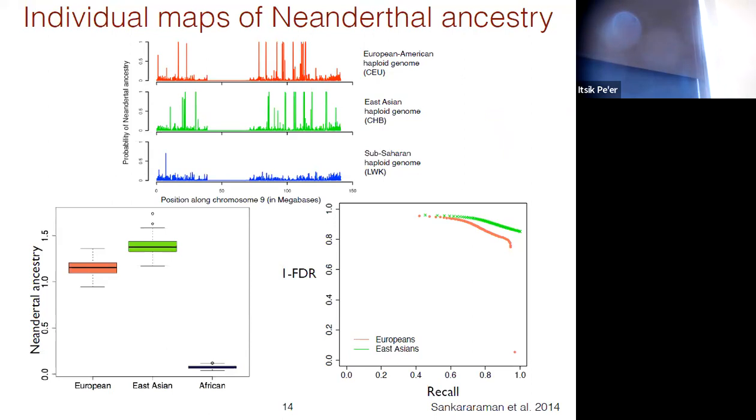We also did some additional analyses to quantify things like the false discovery rate, the recall or the power of this model. And we can estimate that at false discovery rates of around 20%, we have anywhere between 60 to 80% power to be able to identify these segments.